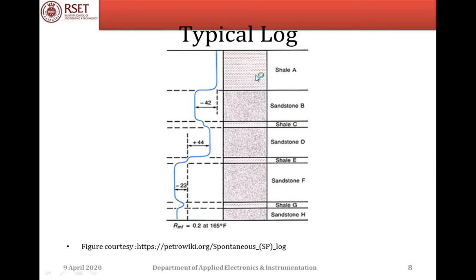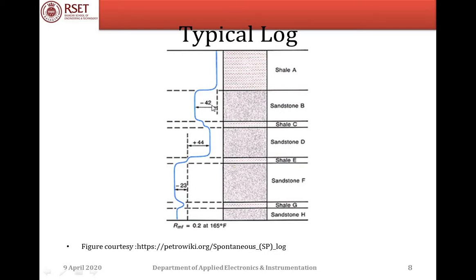Now a typical log of the SP method looks like this. This figure is taken from PetroWiki. Initially, for a particular layer of rock the potential will remain the same. As soon as the layer changes, you can see there is a rise in the potential, and the intermediate layers will be the shale and sandstone. At that time there can be a dip also, and gradually when you take the average it keeps on increasing. This is called baseline shift.